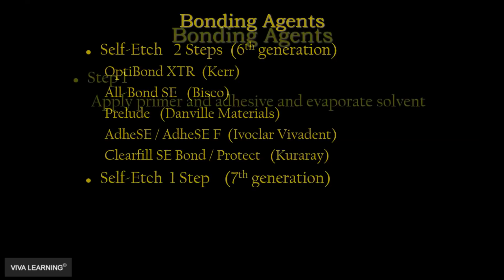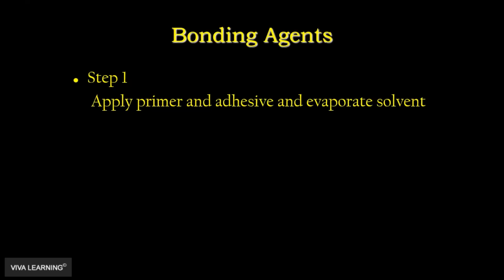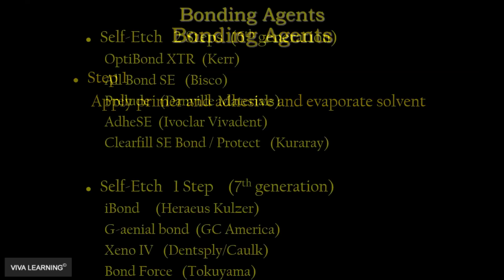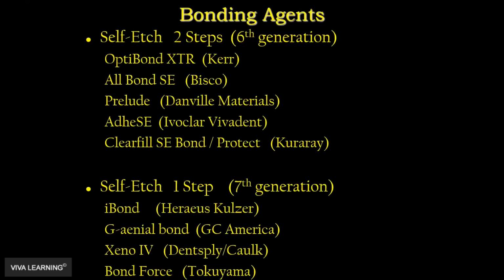And then the self-etch one steps, I'm going to go through this, but it's just a single step. You apply your primer and adhesive all in one bottle, evaporate the solvent, and then place your restoration. Kulzer's iBond was the first in this category, and then some others came out, because you've got to remember that at the time universal adhesives hadn't been developed yet. Because the 5th generation became so successful when they combined the products from the 4th generation, it was natural, I think, for manufacturers to think, well, we can simplify self-etching too by just putting everything in one bottle.